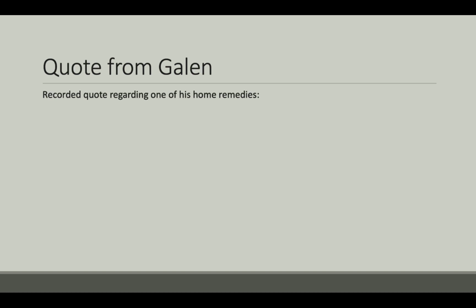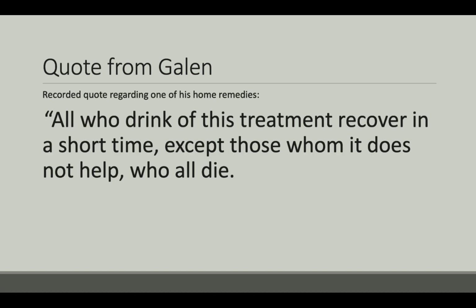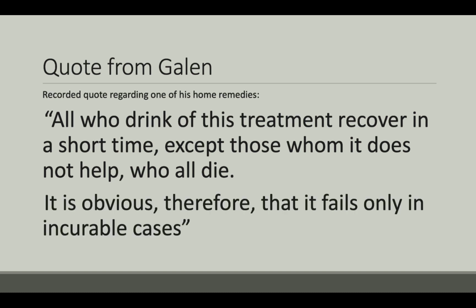Without comparator groups, clinicians may jump to inappropriate conclusions. Let's take the extreme example of looking at a quote from the famous Roman physician Galen. "All who drink of this treatment recover in a short time, except those whom it does not help, who all die. It is obvious, therefore, that it fails only in incurable cases." Although this example appears extreme, it's easier than we think to jump to false conclusions if we don't actively remind ourselves that we need a comparison group.